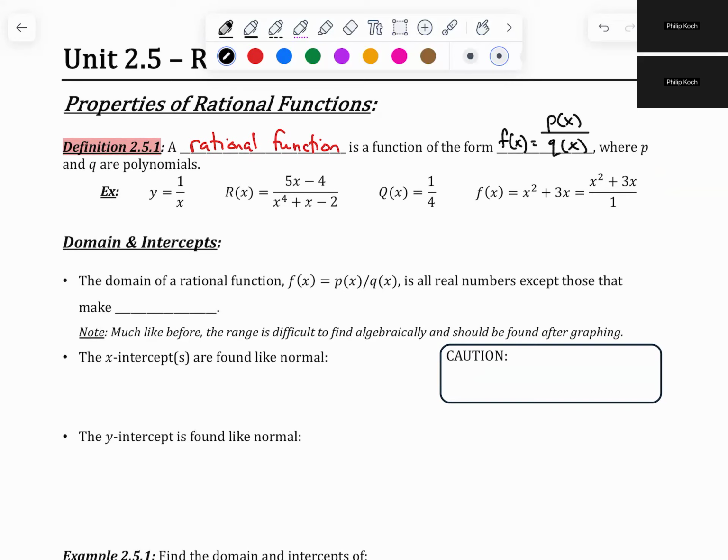So the domain of a rational function is all the real numbers except those that would make the denominator equal to 0. That make q of x equal to 0.